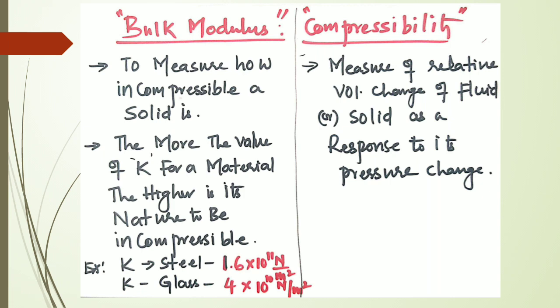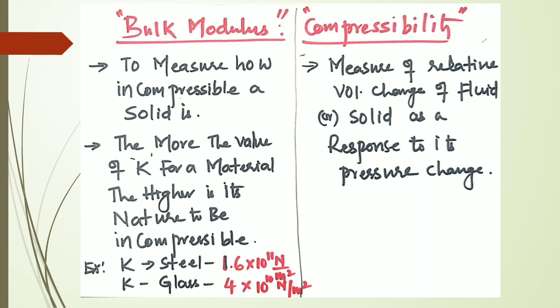How can it be interrelated? A substance that is difficult to compress has a large bulk modulus. We know that one. A substance which is difficult to compress has a large bulk modulus, but the compressibility is smaller. So compressibility will become small here.